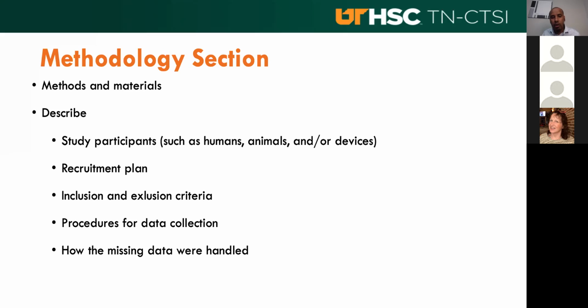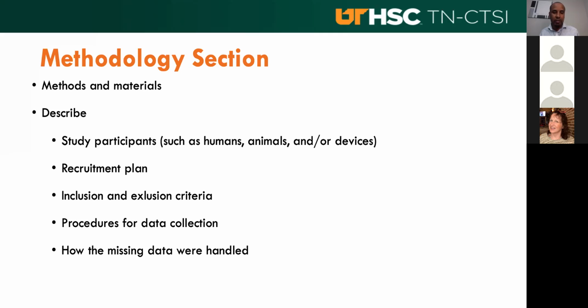And how the missing data were addressed or handled. Almost in every study, there is some percentage of the participants on whom the data are missing. And usually, if the number of participants on whom the data are missing is very small, it might not have that much impact. But if the missing data constitute a large proportion of the study's participants, it can influence the outcome of the study. So describe how you handle the missing data.